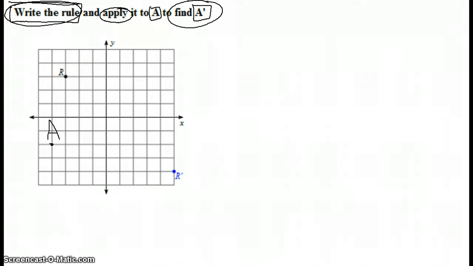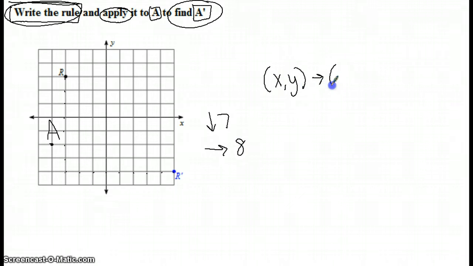So I see that I have R and R prime, and I'm going to figure out the translation that occurred. I can see that I went down 7 and right 8. So if I use my notation, the right is the x coordinate, so x went 8 to the right, and y went down 7, which is a minus 7.